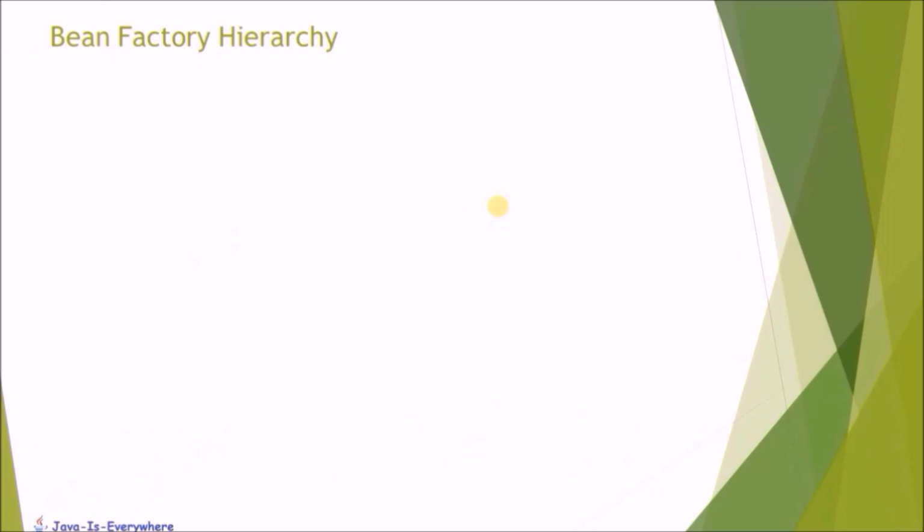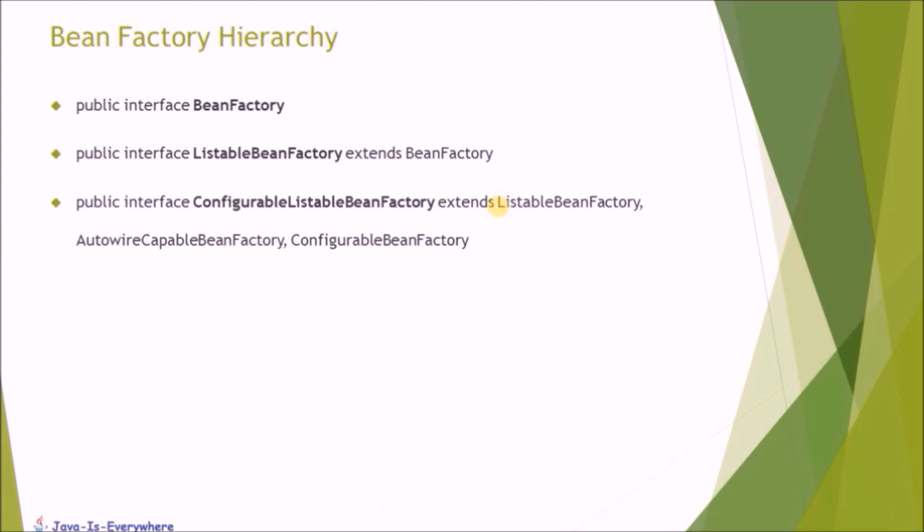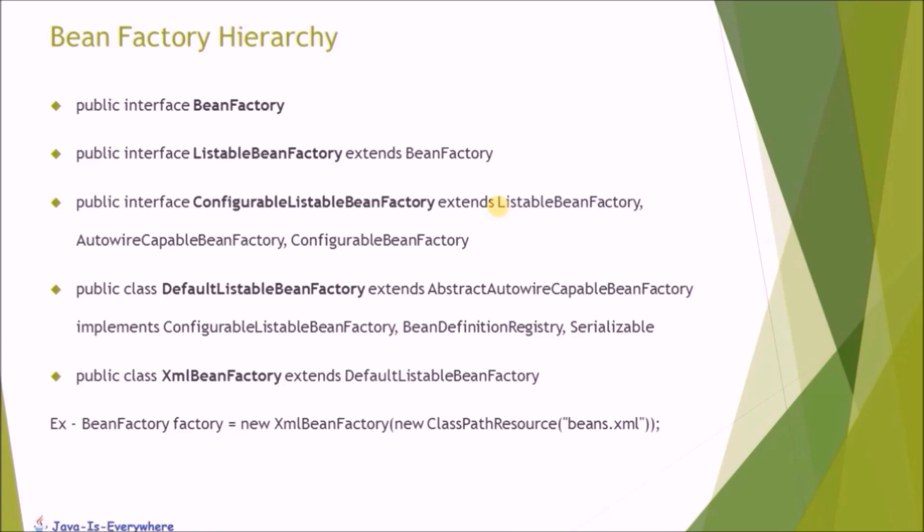BeanFactory hierarchy. Public interface BeanFactory. Public interface ListableBeanFactory extends BeanFactory. Public interface ConfigurableListableBeanFactory extends ListableBeanFactory, AutowireCapableBeanFactory, ConfigurableBeanFactory. Public class DefaultListableBeanFactory extends AbstractAutowireCapableBeanFactory implements ConfigurableListableBeanFactory, BeanDefinitionRegistry, Serializable. Public class XmlBeanFactory extends DefaultListableBeanFactory. Here is the example, you can correlate with the Spring Core first video.